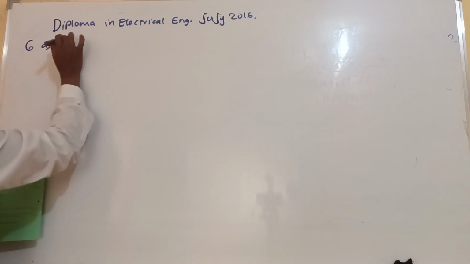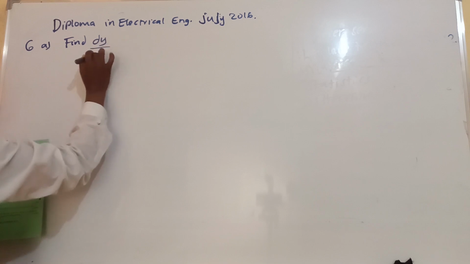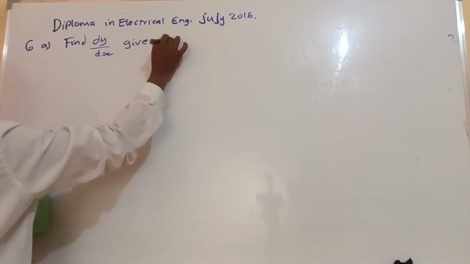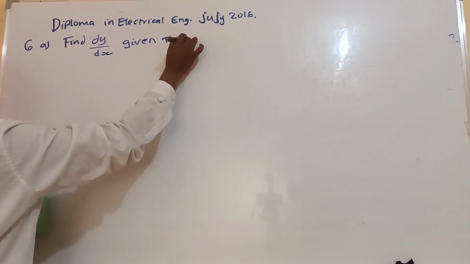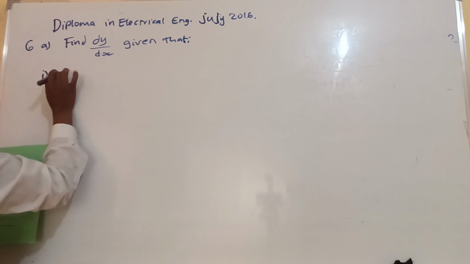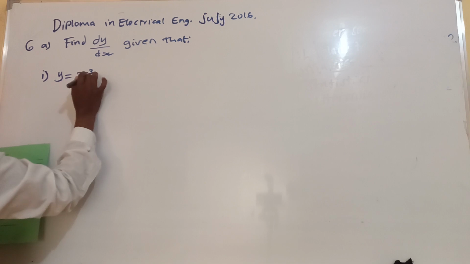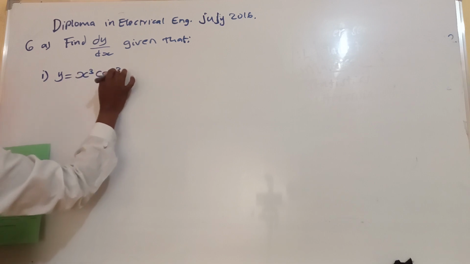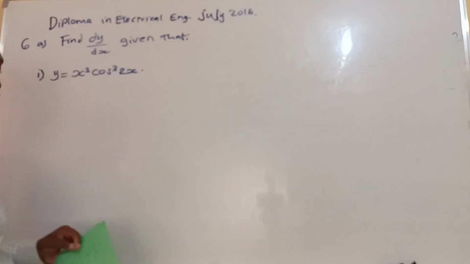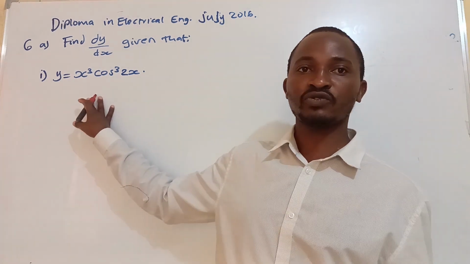We are told to find dy/dx given that number 1 is y is equal to x cubed cos cubed 2x. So in this case, you are not told which method you are supposed to use. It's up to you from your own experience.